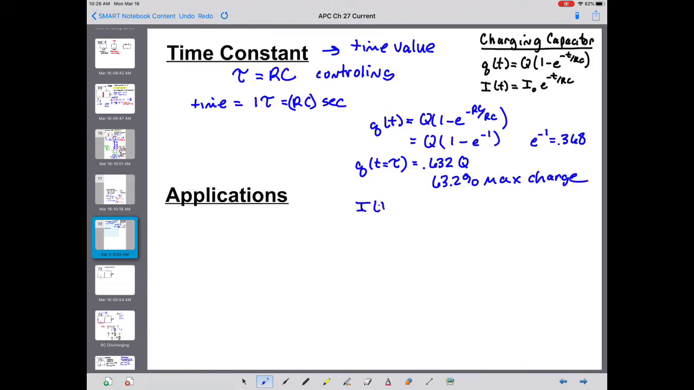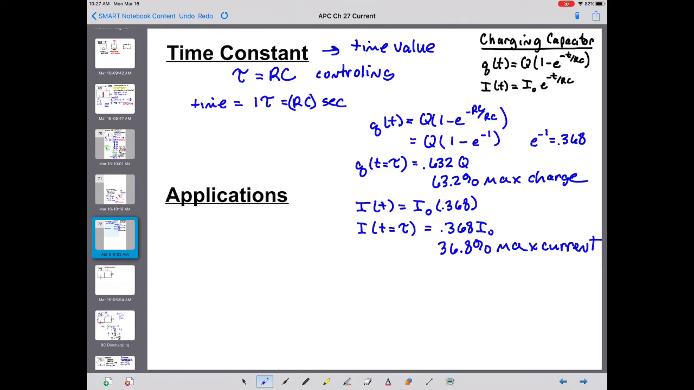If we apply this same logic to our current equation, I naught e to the negative t over RC would basically be our value of 0.368. So then at a time equal to one time constant, we get 0.368 I naught, or our current will have dropped down to 36.8% of what the maximum current was when we first threw the switch.